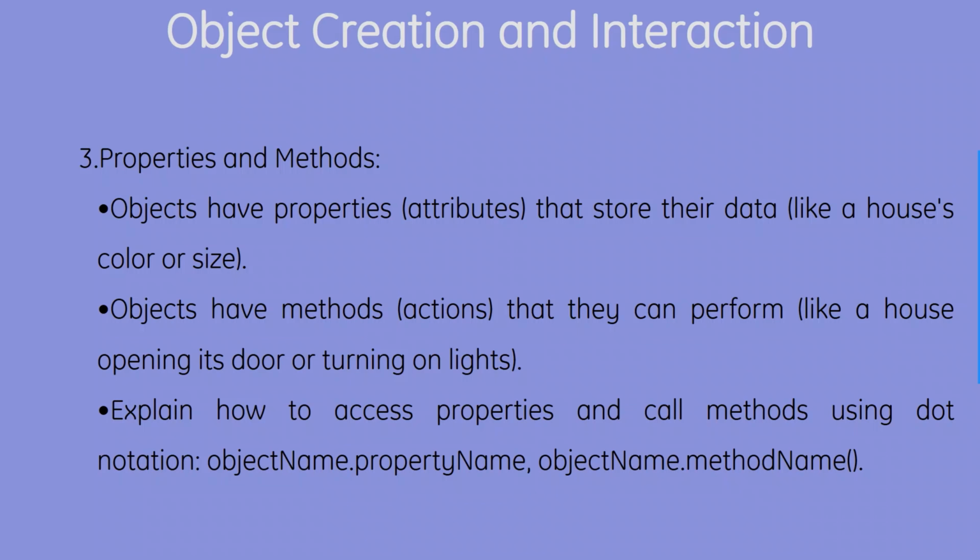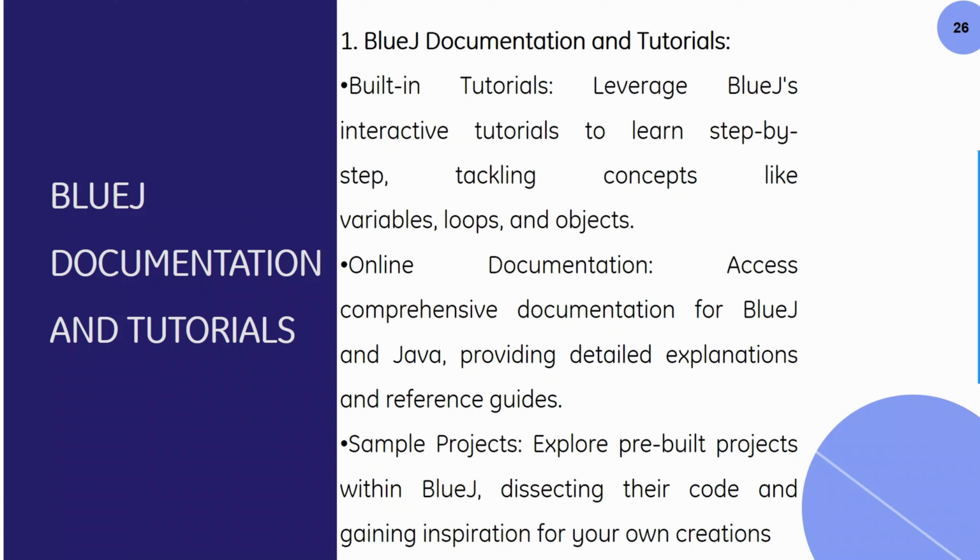And then we have explained how to access properties and call methods using dot notation: object name dot property name, and object name dot method name, etc. Moving on, the documentation process, which is a little bit easier than the rest of the things.